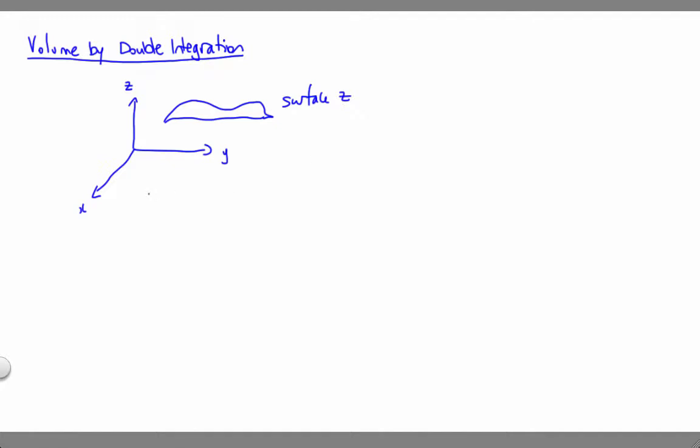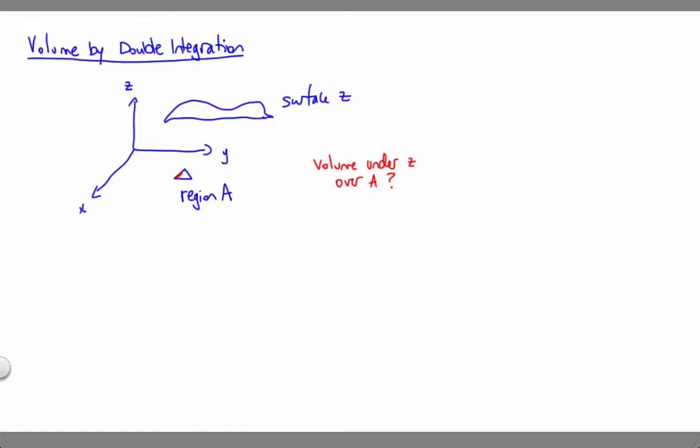And we'll have some region of the XY plane. For example, we might have, say, a triangular region. So let's call that region A. And what we'll be trying to calculate today is the volume under the surface Z over the region A. So let's try to make sense of that in the picture.